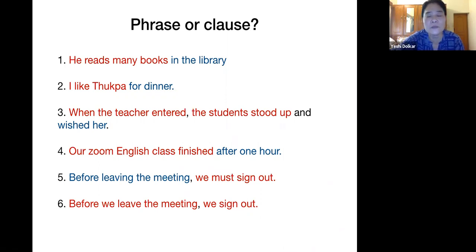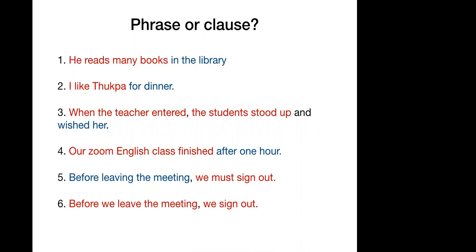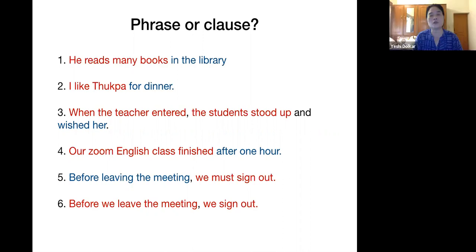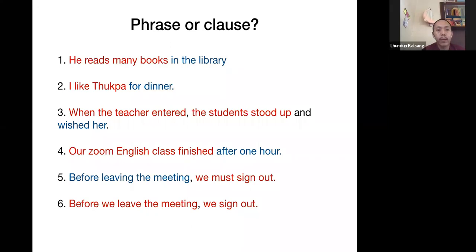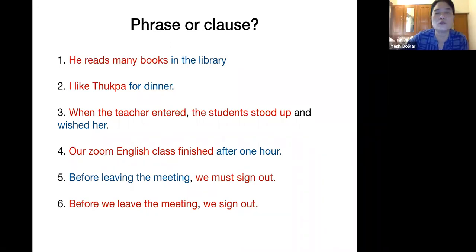Before we leave the meeting, we sign out. Now before we leave becomes a clause because I put a we there, which is a subject, and leave is the verb. So this is a clause, and the second part is also a clause. Understood? Okay, all right, now I have some work for you.